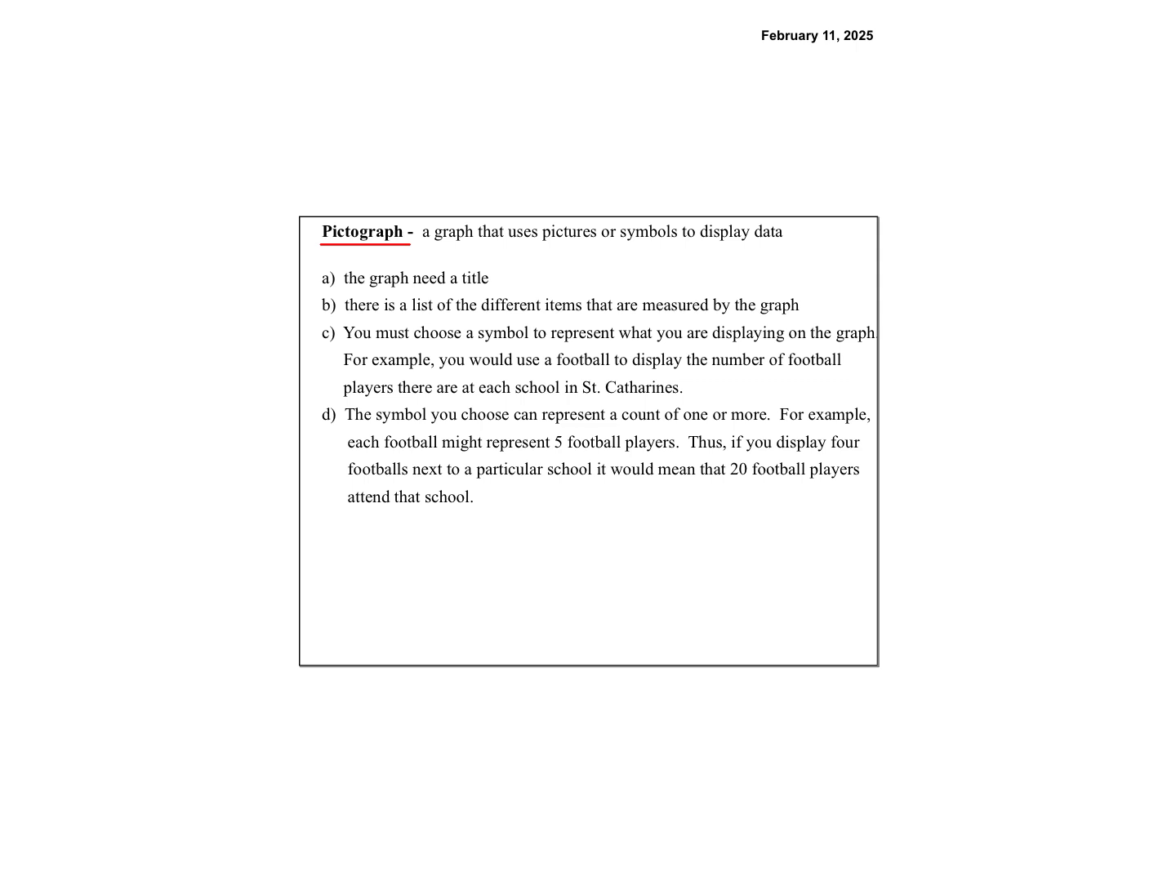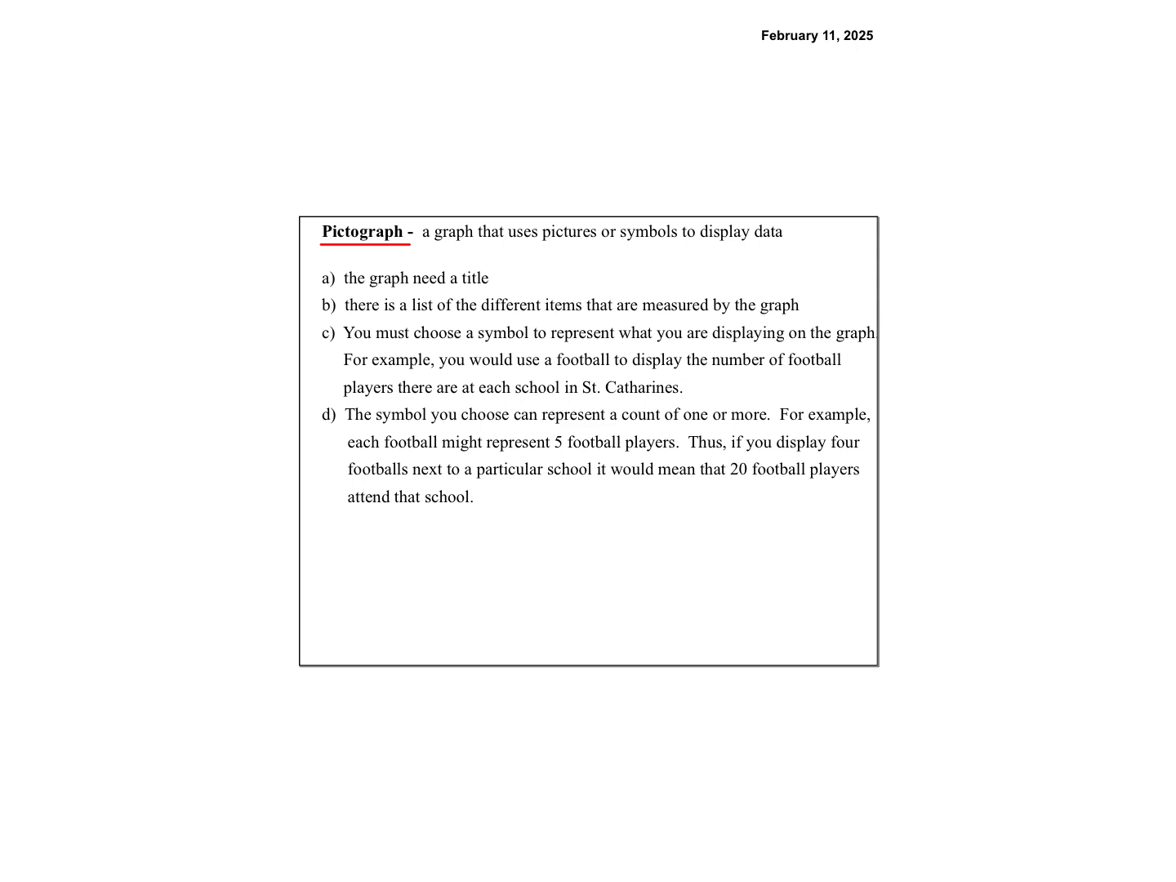Now, when we build a pictograph, it's very similar, but what we need is a graph title. Okay, we've already done that. There's a list of different items that's being measured in the graph, which is fine. You need to choose a symbol, though, for a pictograph to represent what you're displaying on the graph. For example, you can use a football to display the number of football players there are at each school in St. Catharines. The symbol you choose can represent a count of one or more. For example, each football might represent 5 players, thus displaying 4 footballs next to a particular school would mean that 20 football players attend that school.